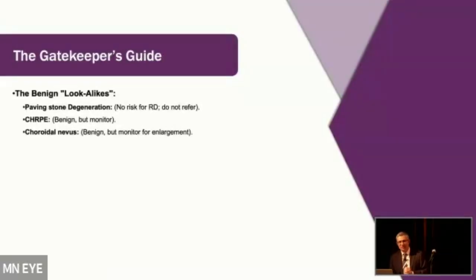So these are benign lookalikes. This is all a recap. We all know this, but again, better to review. Paving stone degeneration has no risk, so you really don't need to refer the patient. Even if they are worried after seeing the picture on your monitor, just reassure them and send them home. Chirpy, these are benign, but they had better be monitored, and a choroidal nevus is benign until it becomes malignant.